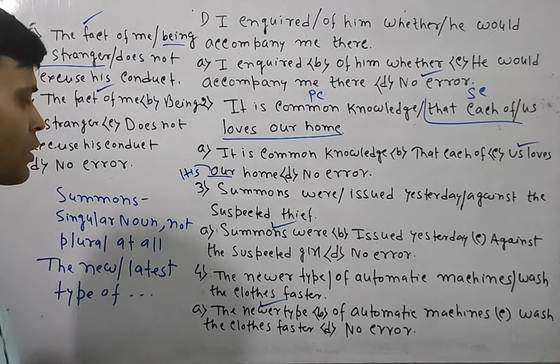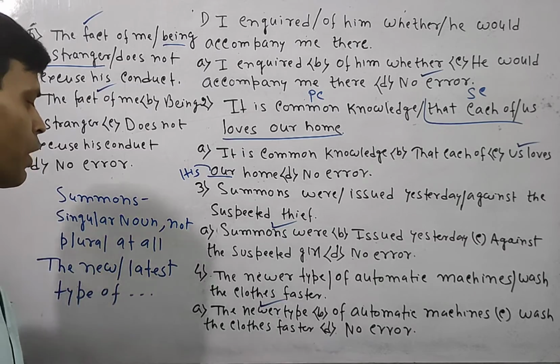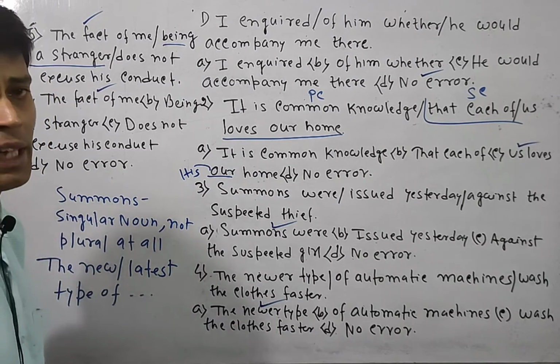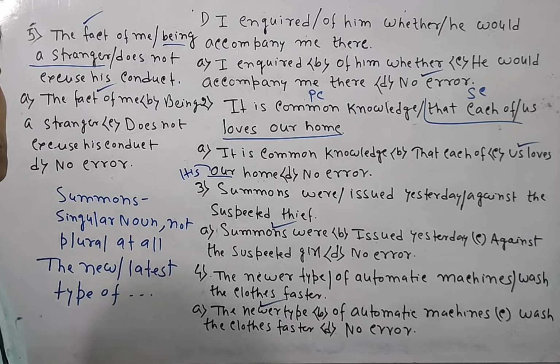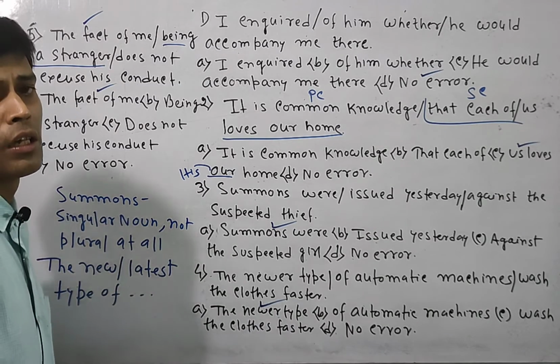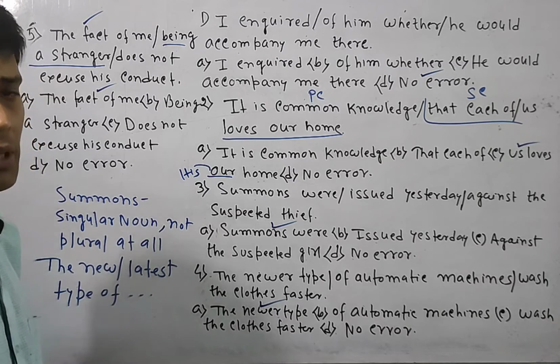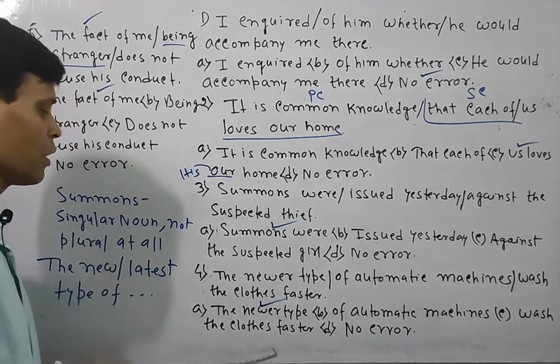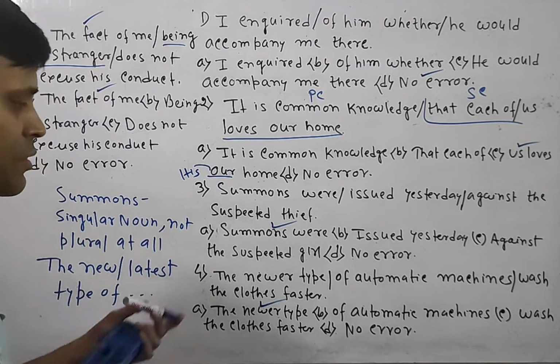In the next question, the newer type of automatic machine washed the clothes, etc. Be careful whenever you are going to use the adjective new. So it should not be written in the comparative format whenever you are going to write some sentences like this. So it should have been new or the latest type.